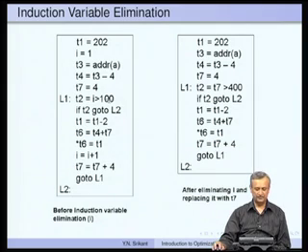The only thing is, in that case, instead of I we must use T7, and once we use T7, the test I greater than 100 should become T7 greater than 400. So, with these changes, it is possible to remove the induction variable I, change the test to T7, and then the loop becomes even smaller. So, this is the loop that we get after induction variable elimination.